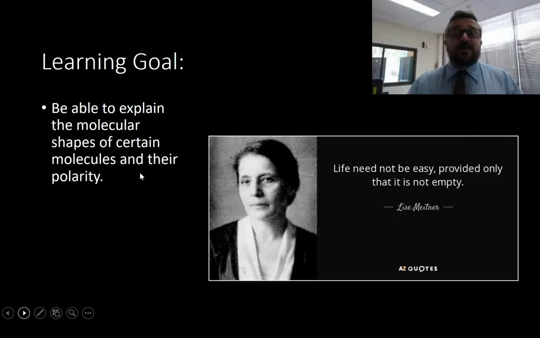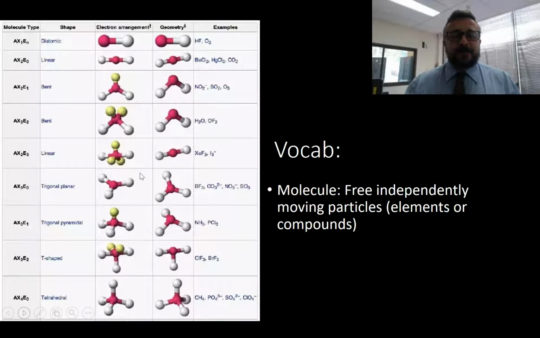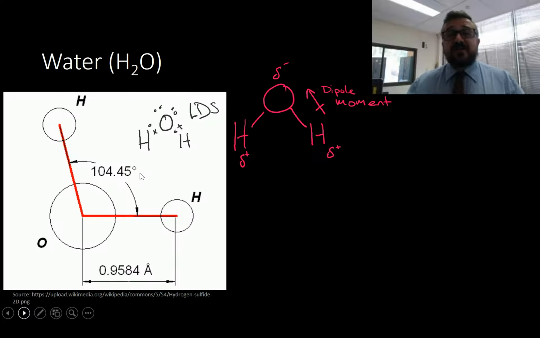Now by the end of this you should be able to explain for me the shapes of different molecules. And remember, a molecule is a free, independently moving particle, and we'll look at how that affects their polarity as well. So this is your vocab, just write this down and we'll be able to refer back to it as we go along. So we start with water.